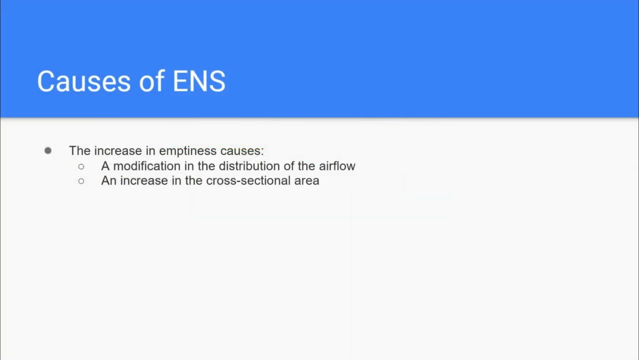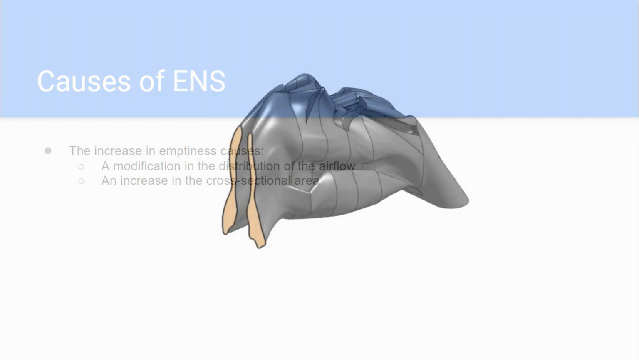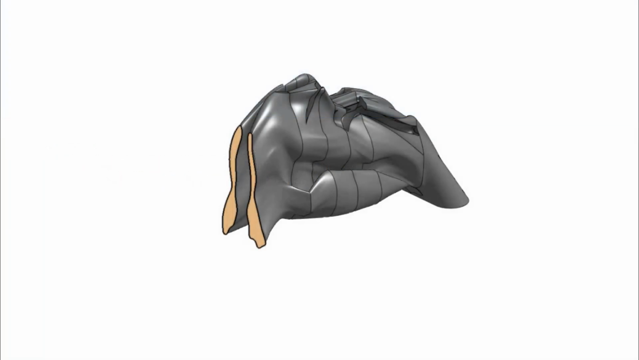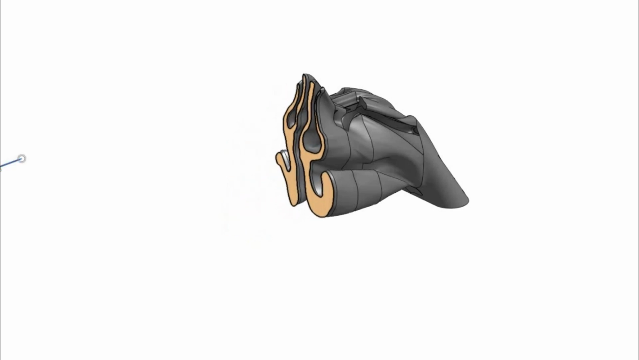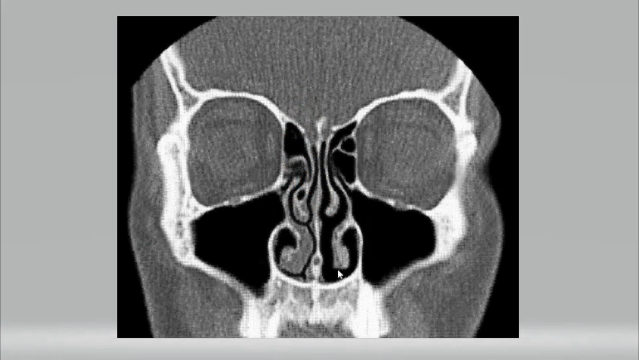The increase in emptiness also causes an increase in the cross-sectional area. The cross-sectional area is the surface of the emptiness in the cut view. You can see here in orange. Indeed, when the surgeon cuts the turbinate, the cross-sectional area increases, here in black.